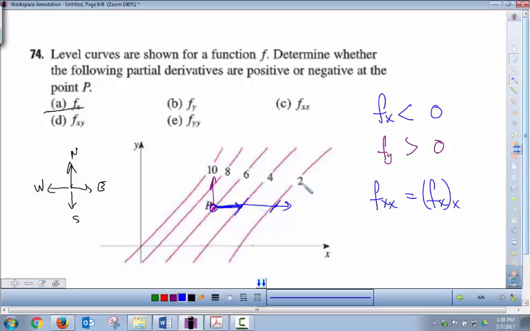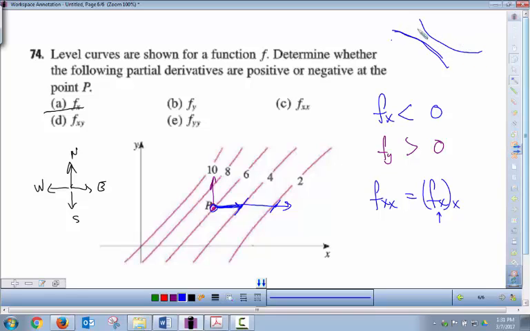So the number's going down, so that's the fx part. We got that this is negative. But then as you go down, how should we put it? As you're going down the hill, it's getting less steep. So is the hill going to be shaped this way, or is the hill going to be shaped this way?